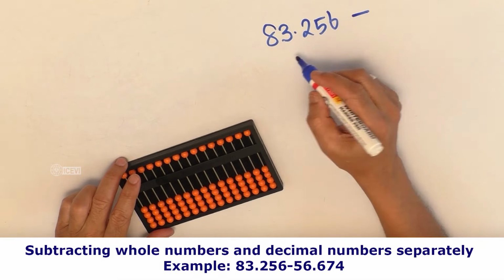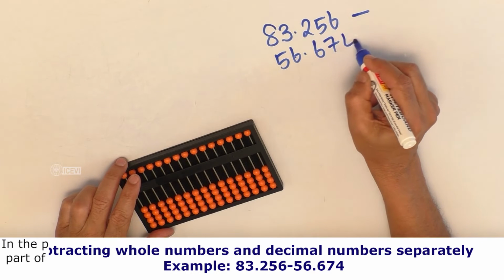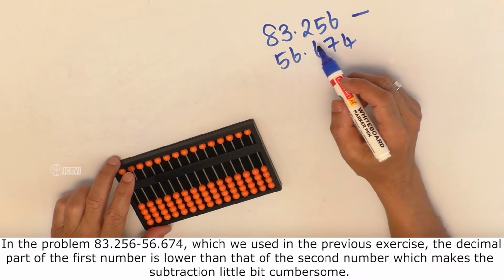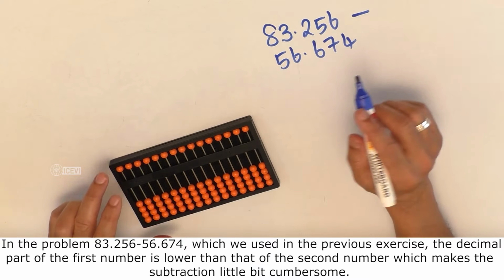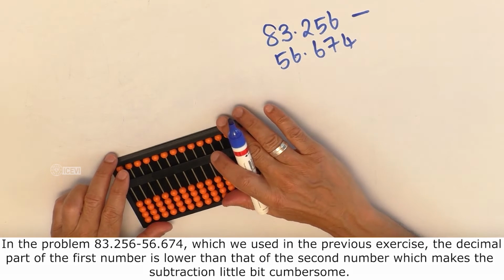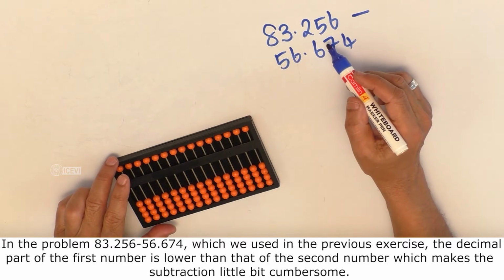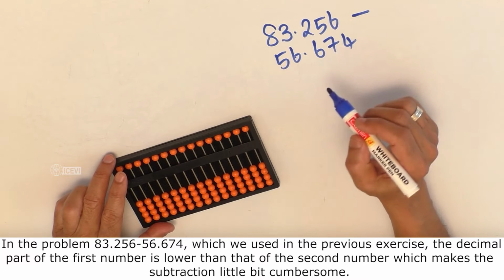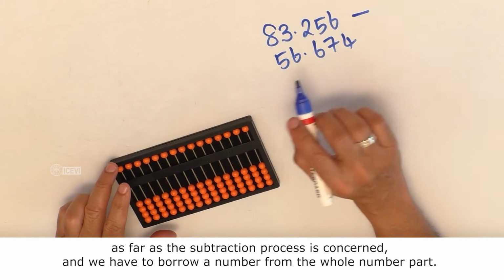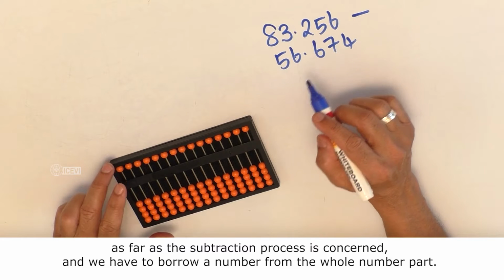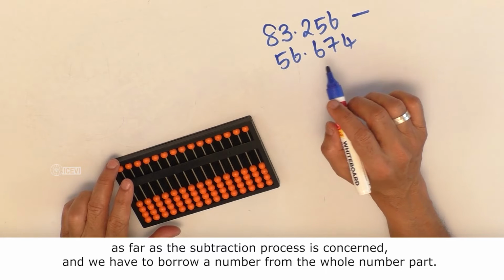83.256 minus 56.674. In the problem, 83.256 minus 56.674, which we used in the previous exercise, the decimal part of the first number is lower than that of the decimal part of the second number, which makes the subtraction a little bit cumbersome as far as the subtraction process is concerned. And we have to borrow a number from the whole number part.